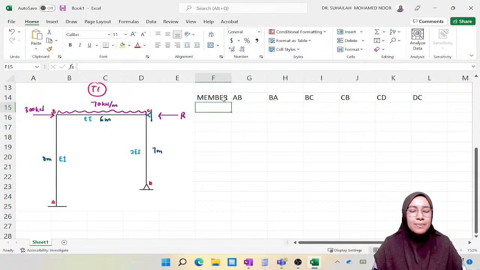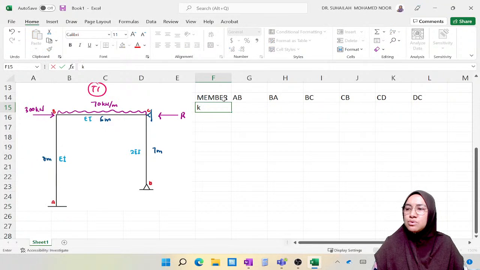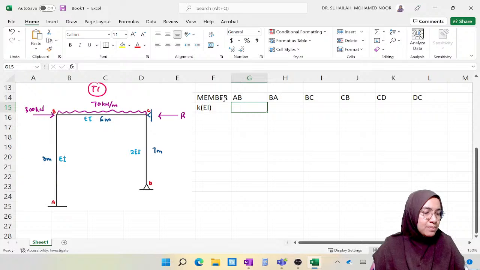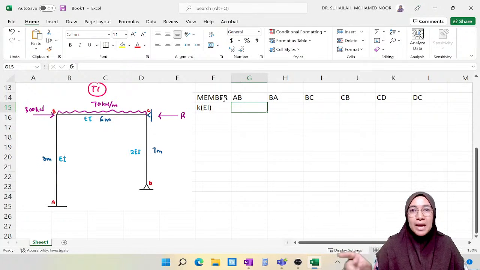In the table, I will calculate K directly. K is in terms of EI. I put EI because the K that we establish is in terms of EI, because whenever we calculate the distribution factor, the EI will be cancelled. So K for AB and BA is actually the same thing, I just write it two times.